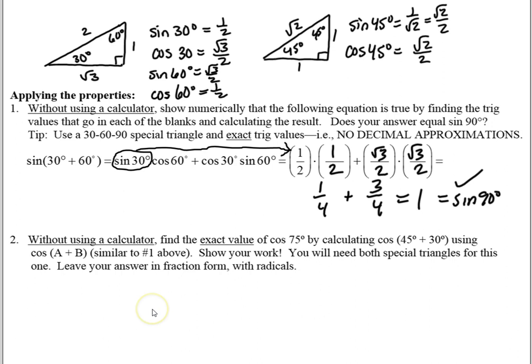So try doing number 2 yourself, finding cosine of 75 by calculating cosine of 45 plus 30 degrees using cosine of A plus B. Leave your answer in radicals and then check your answer on the calculator just like we did with cosine of 15, and you should see that you get the same number. Try to work the problem yourself, pause the video, and then turn it back on and I'll show you the answer.